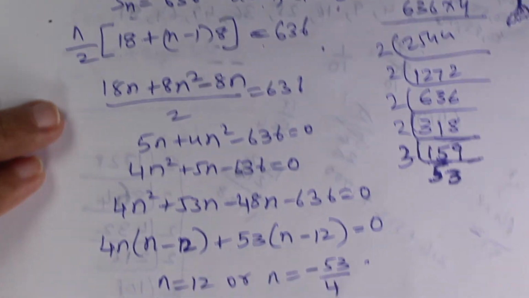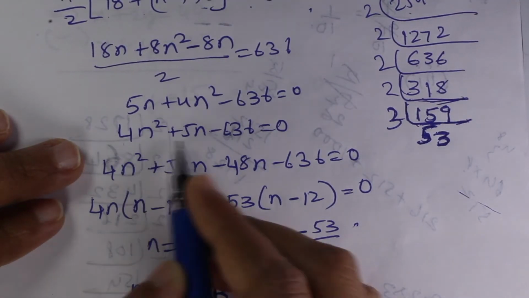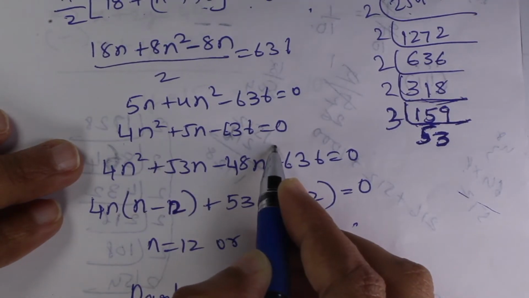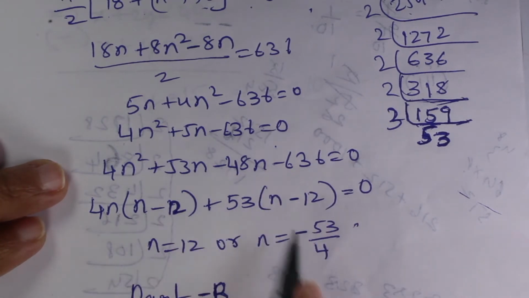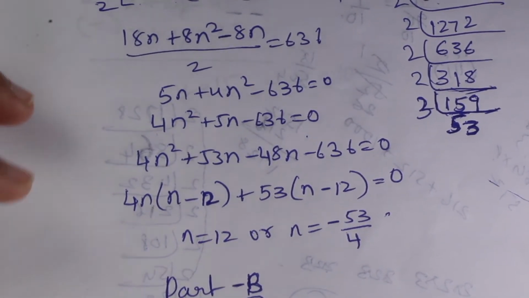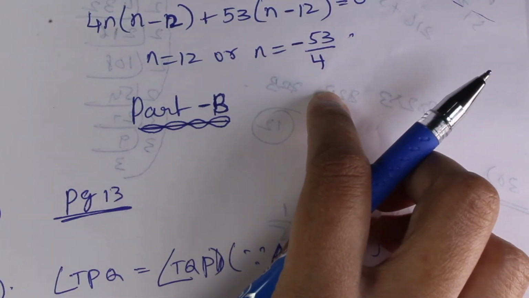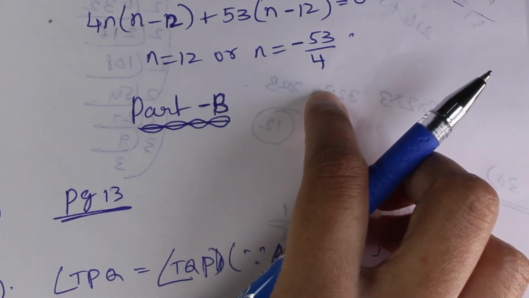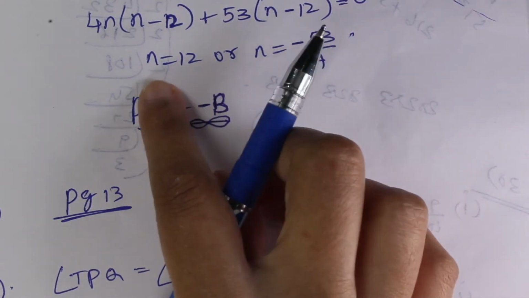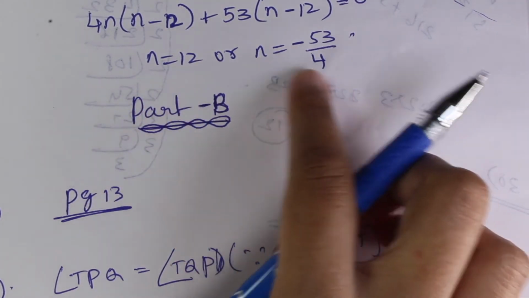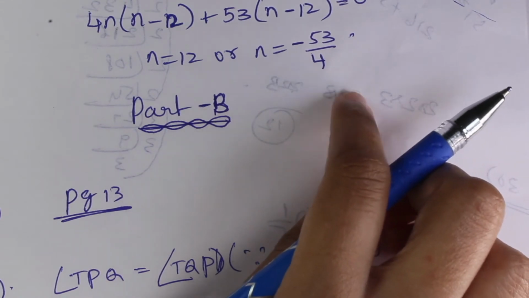So we will get a quadratic equation, 4n square plus 5n minus 636 is equal to 0. If I solve this equation, I get two values for n: n is equal to 12 or n is equal to minus 53 by 4. So n can only take a positive integer value. It cannot be a negative fraction. So we'll consider the solution n is equal to 12, not n is equal to minus 53 by 4.